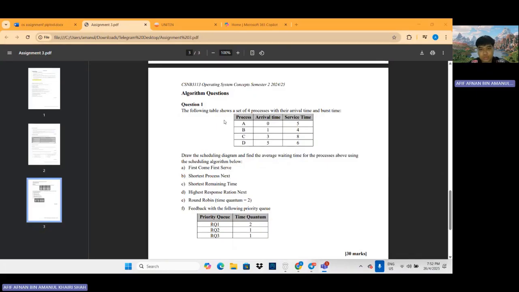Next, for algorithm question number 1, A, first come, first serve. Given processes A, B, C, D, with arrival times 0, 1, 3, 5 and service times 5, 4, 8, 6.